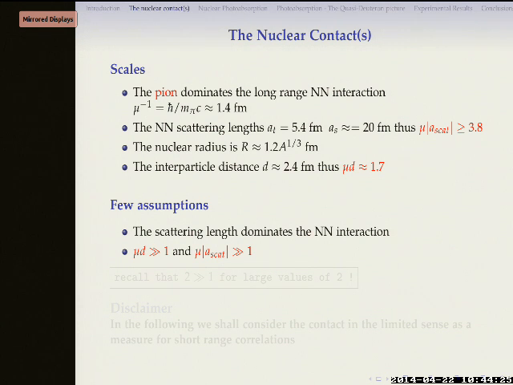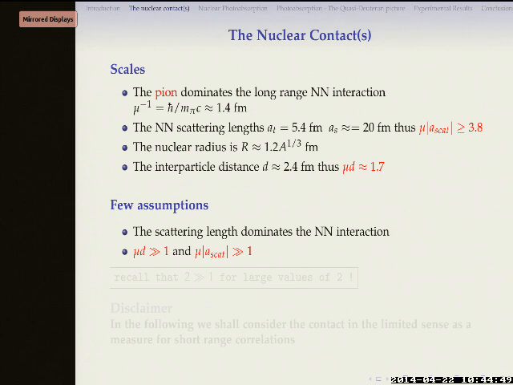What is the D, the 2.4 Fermis? What is D? D is the average distance between two nucleons in a nucleus. In a large nucleus? Yes, or in a large neutron nucleus. In a big nucleus, not in a small one. Okay.